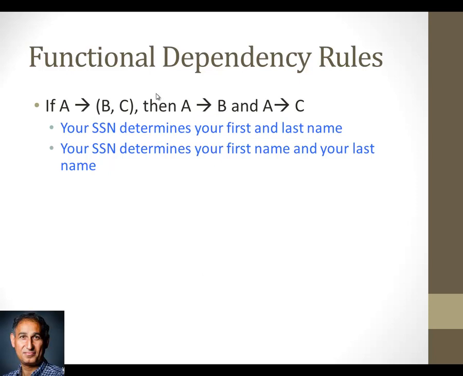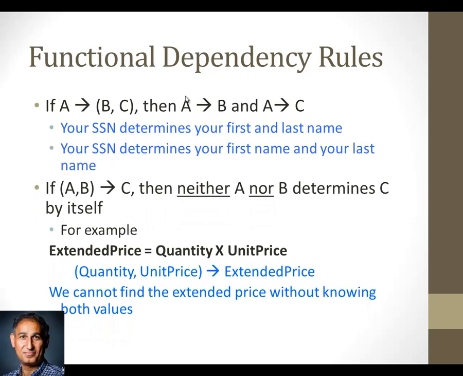If A and B are needed, both of them, to determine C, then neither A by itself nor B by itself can determine C. For example, the quantity and the unit price are both needed to determine the extended price. If I have the unit price only, I will not be able to determine the extended price without the quantity. And if I have the quantity only, I will not be able to determine the extended price without the unit price.